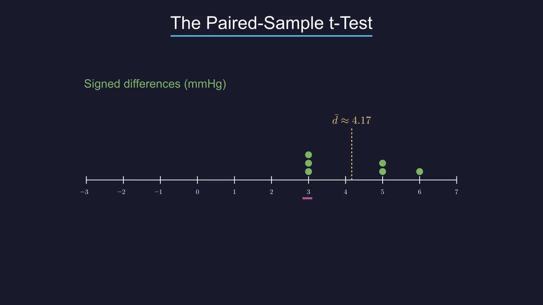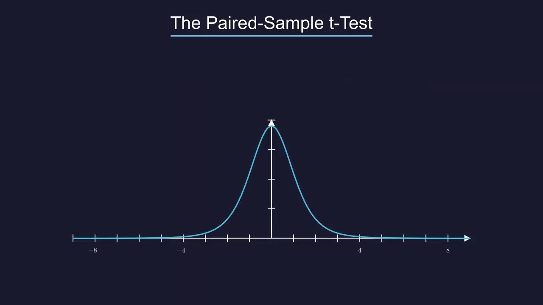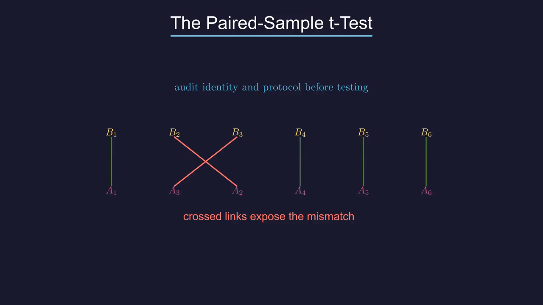The paired differences in millimeters of mercury are 5, 3, 6, 3, 3, and 5. Their mean is about 4.17 millimeters of mercury. The difference standard deviation is about 1.33, so its standard error is about 0.543. A t-statistic of 7.68 with 5 degrees of freedom gives a two-tailed probability near 0.0006. Inspect whether any pair was misaligned and whether the measurement protocol was comparable across occasions.